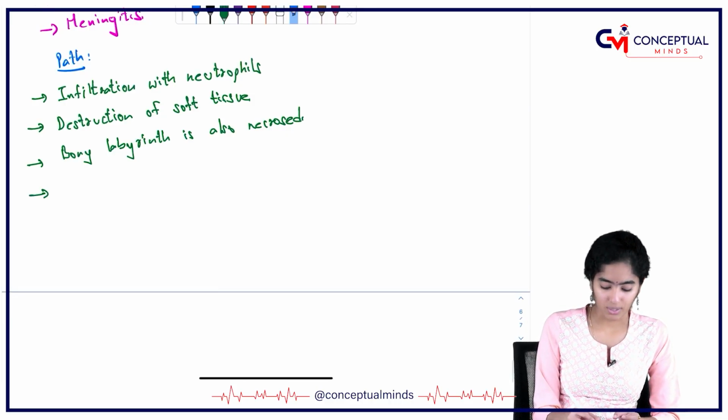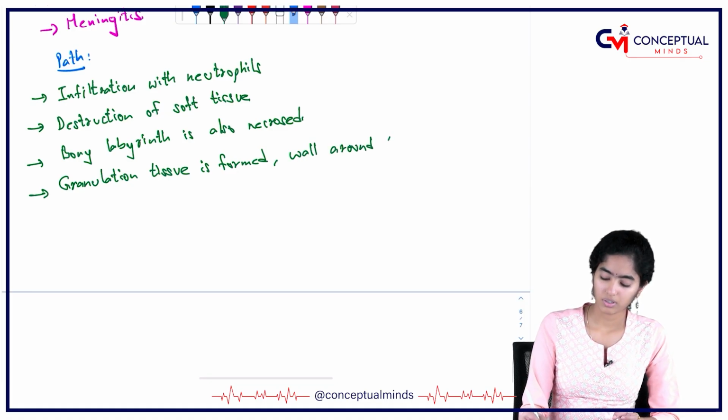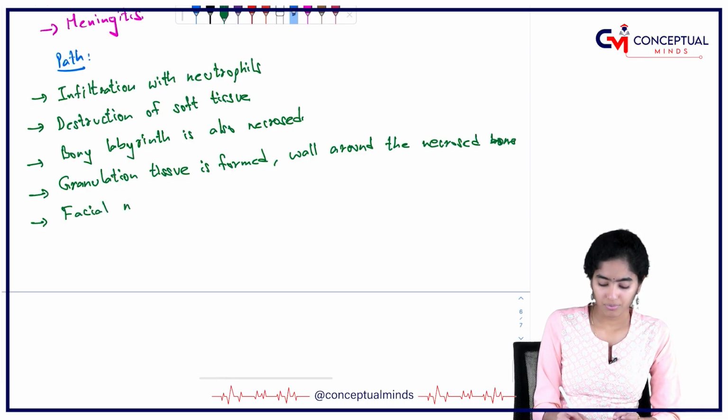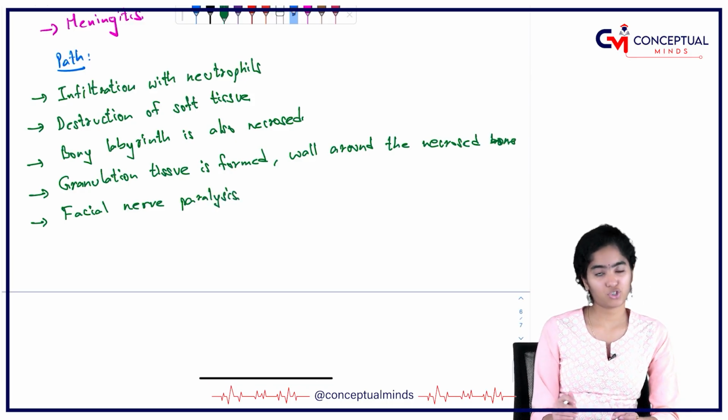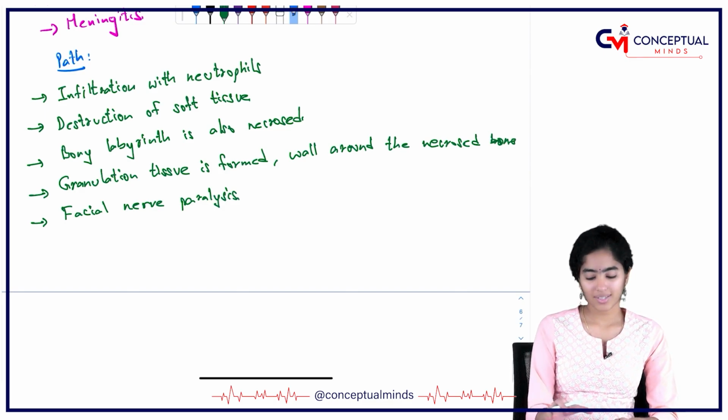After the bony labyrinth is necrosed, granulation tissue is formed, which acts like a wall around the necrosed bone. Later on, facial nerve paralysis could occur and the infection can spread into intracranial structures. All this in the acute stage.